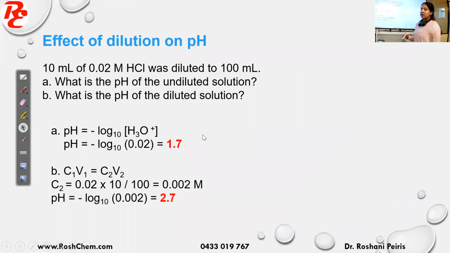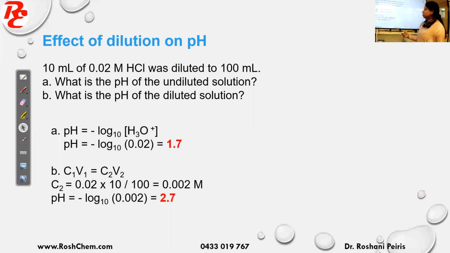Okay, then the effect of dilution on the pH. What will happen to the pH when you dilute an acid or a base? Look at the question here. 10 ml of 0.02 molar HCl was diluted to 100 ml. What is the pH of the undiluted solution, and what is the pH of the diluted solution?